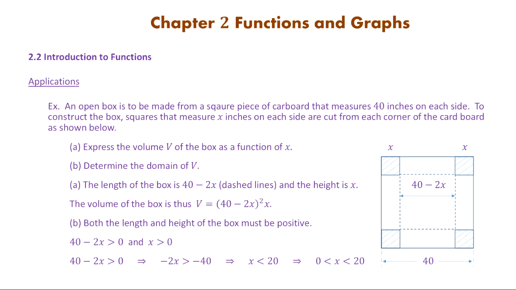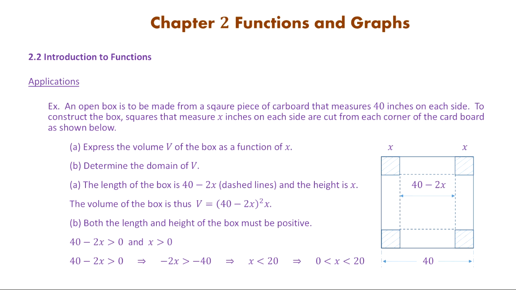And then we need to determine the domain of the volume V. Again, we have to consider this as an application problem. We know the length, the width, and the height of a box must be positive. So we got 40 minus 2x, which is the length or width at the base of the box. That must be positive. And the height, which is x when you fold up, must be positive too. So you just solve these two inequalities.